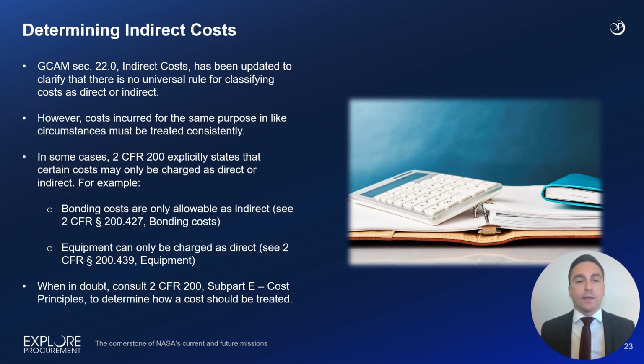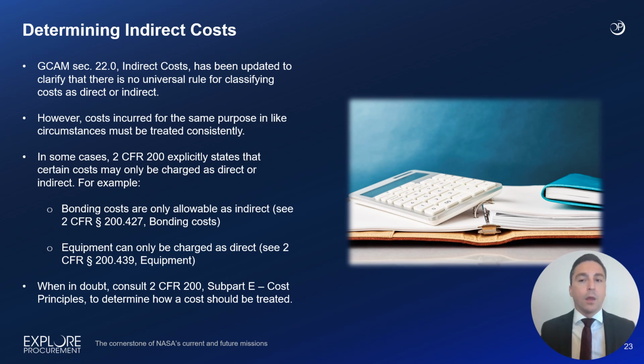First, we revised the section to clarify that there is no universal rule for classifying costs as either direct or indirect. However, it's important to keep in mind that costs incurred for the same purpose in like circumstances must be treated consistently. In a few cases, 2 CFR 200 does explicitly state that specific costs may only be charged to an award as either a direct or indirect cost.